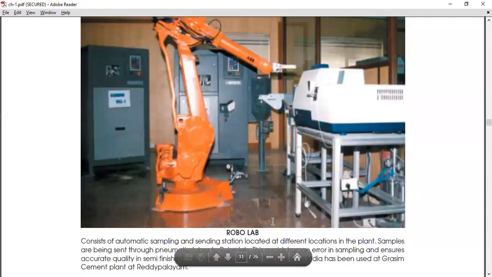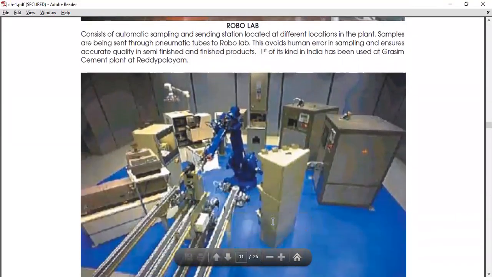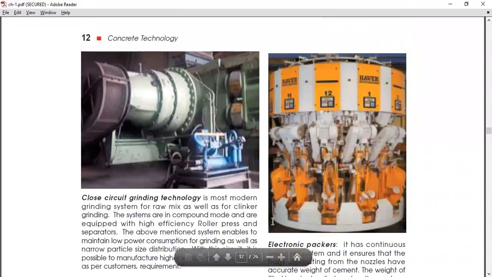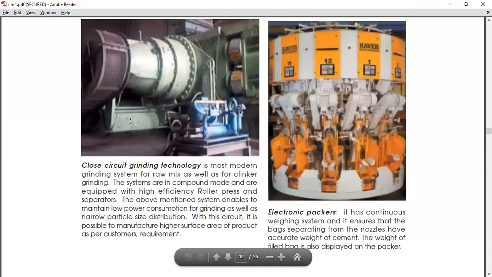This is the robotic lab for testing, with advanced technology, and this is the same robot receiving samples. This is the closed circuit grinding technology, and the machine shown in yellow color is the electronic packaging machine. In this machine, a laborer puts a cement bag on a particular feeder valve, and the automatic calculation feeds 50 kg and drops it out.